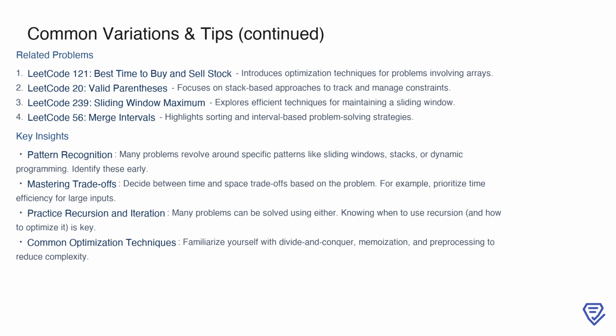To solve problems effectively, it's important to identify common patterns early, such as sliding windows, stacks, or dynamic programming. Balancing trade-offs between time and space complexity is another key skill. Prioritize time efficiency for large inputs when needed. Additionally, practice solving problems using both recursion and iteration, as understanding when and how to use these approaches can be crucial. Techniques like divide and conquer, memoization, and pre-processing are also powerful tools for reducing problem complexity and should be part of your problem-solving toolkit.